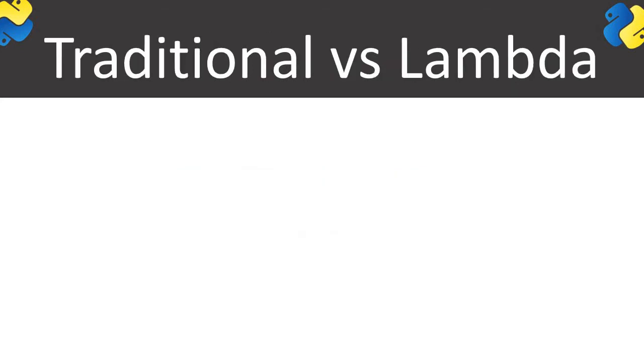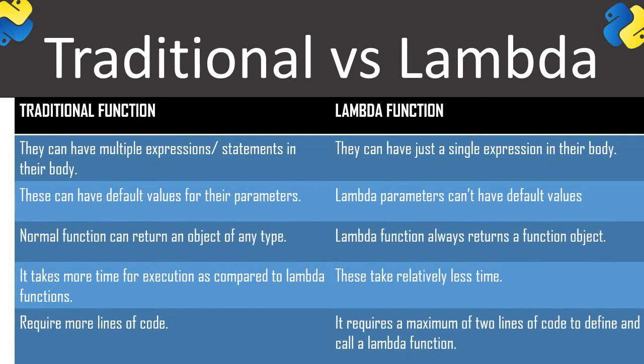Now let's come to our today's topic. First of all, let's see traditional function versus lambda function. Let's see what are the differences between them. So traditional functions can have multiple expression statements in their body. We have a bunch of statements available in a traditional function. But in a lambda function, we just have a single expression as the body. We cannot write a bunch of statements in a lambda function.